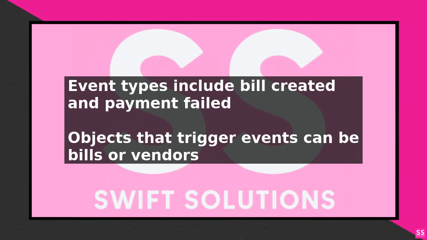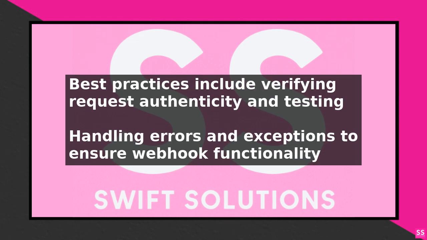Best practices for decoding the Bill.com API webhook include verifying the authenticity of the request by checking the webhook secret, handling errors and exceptions, and testing the webhook thoroughly to ensure it is working as expected.